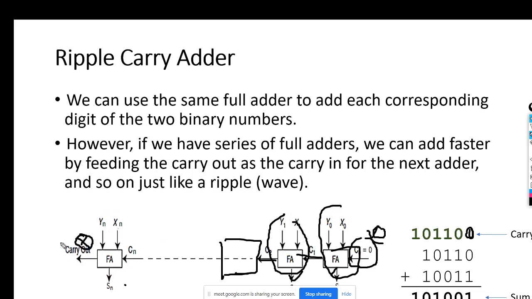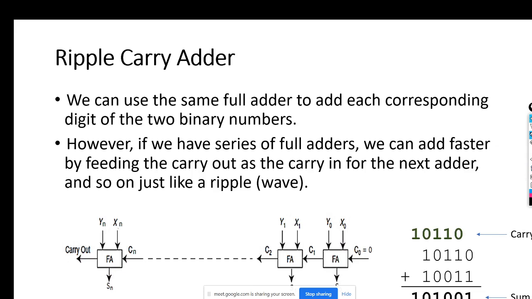We have to check whether there is a carry out in the last one. If there is a carry out, definitely the answer is garbage. That means it has overflow. And the first one of course the carry in is always 0. So those are small things you have to understand to perfectly understand what is meant by adder.